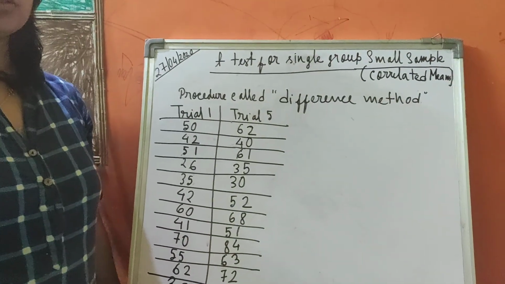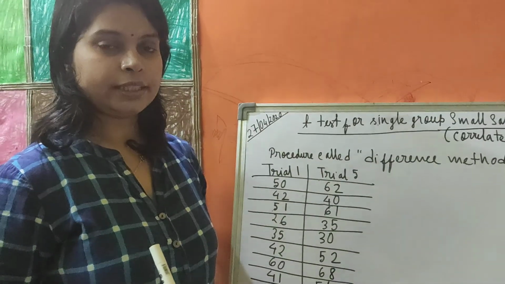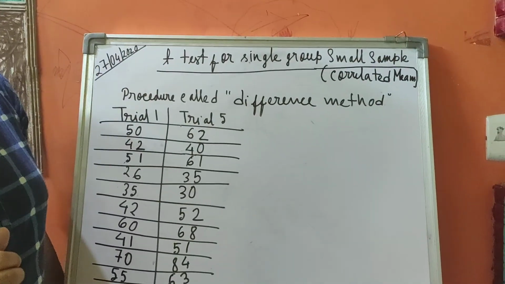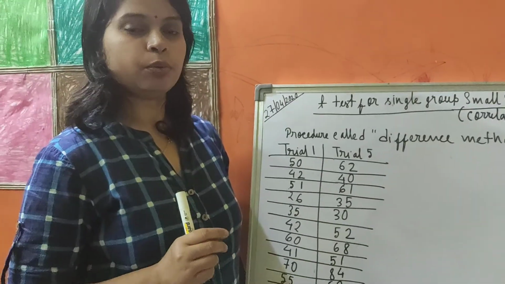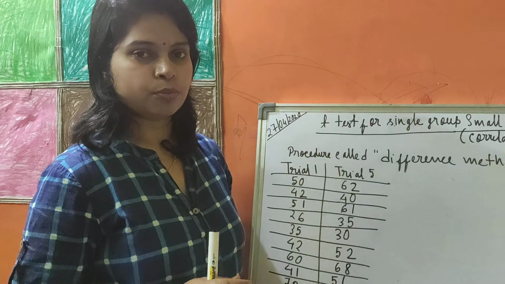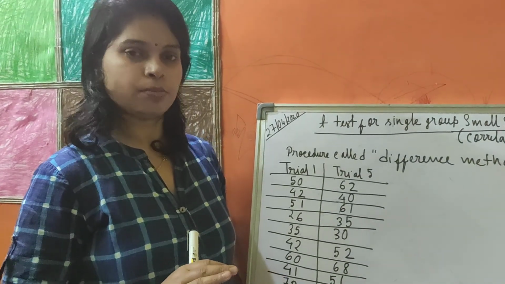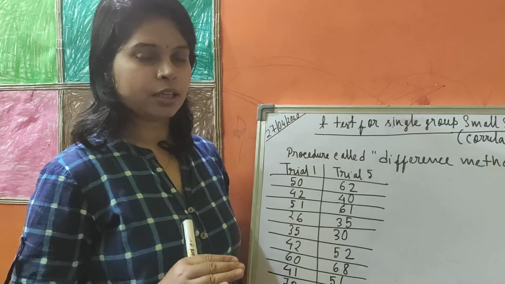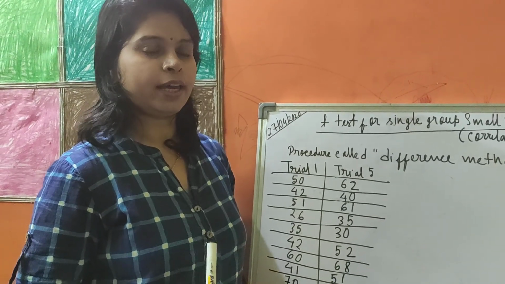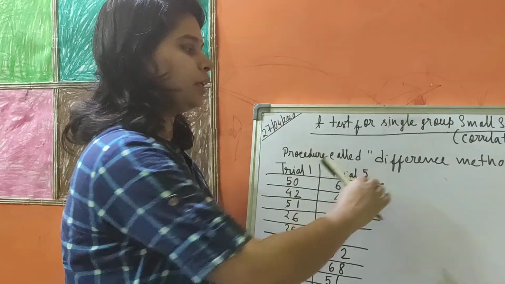Process how to calculate t-test for correlated mean. Last class we have done the correlated mean procedure for single group. In case of single group, when we have a small sample, which is less than 30, in that case we go by a different process called the difference method.